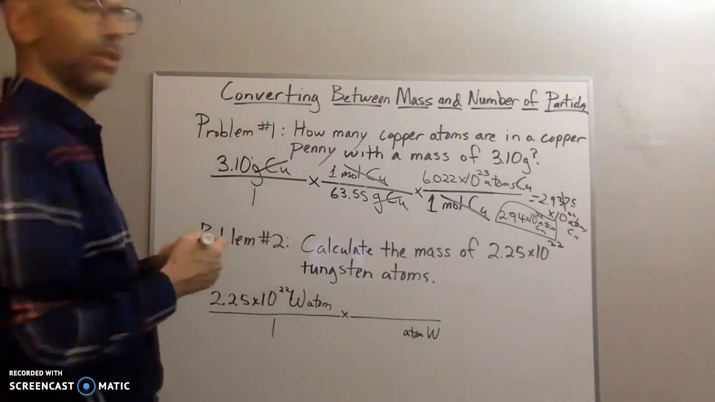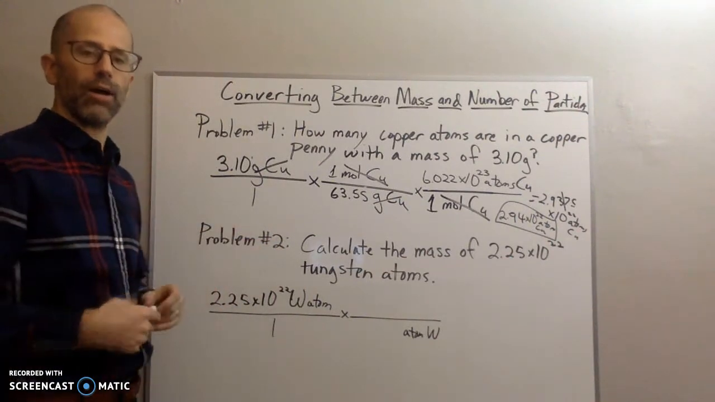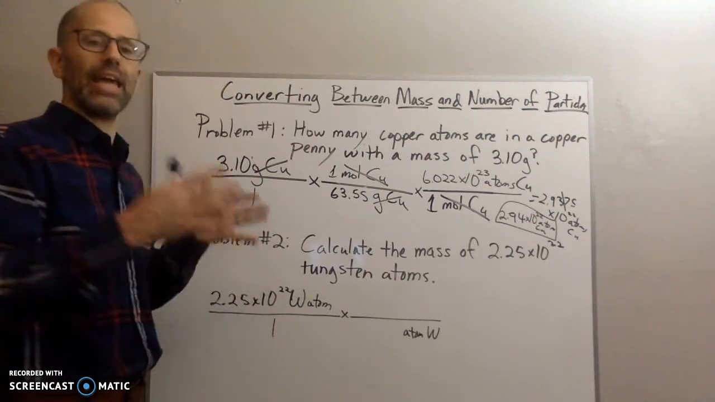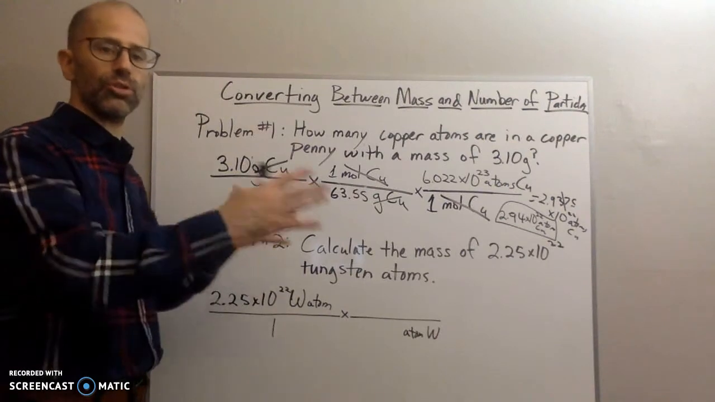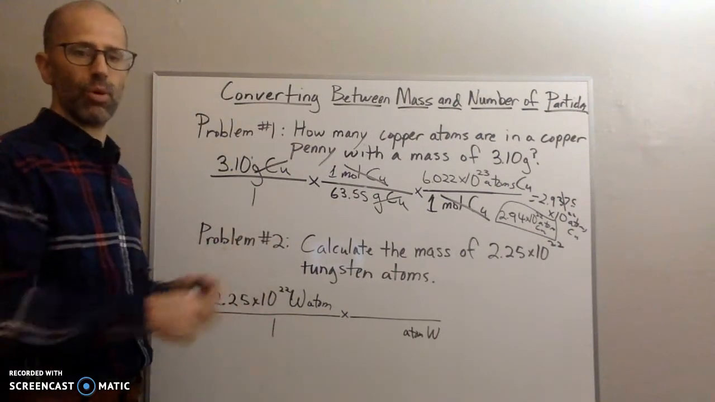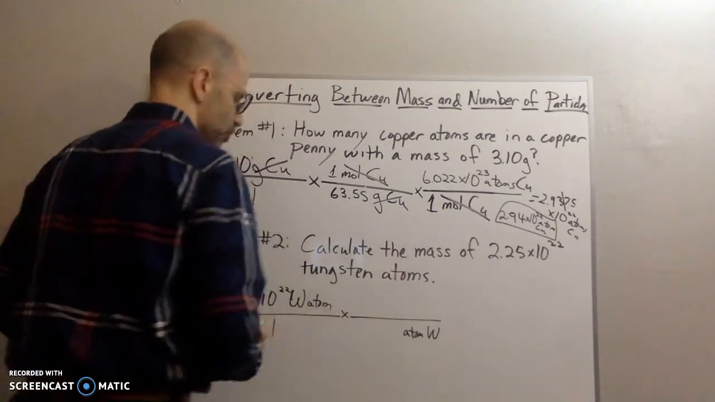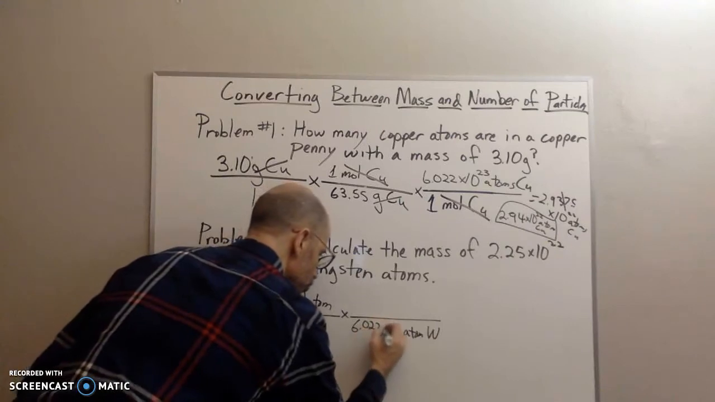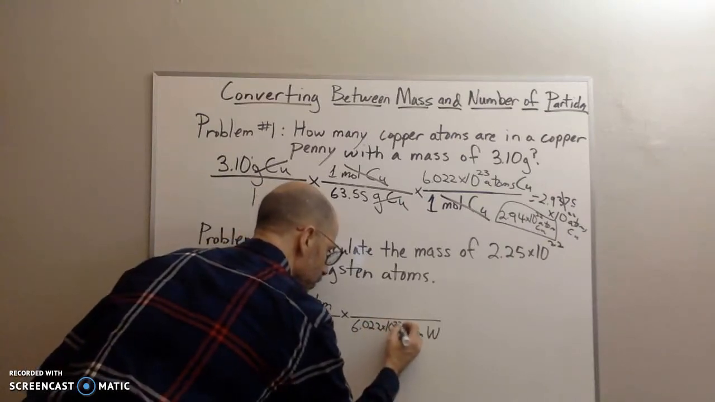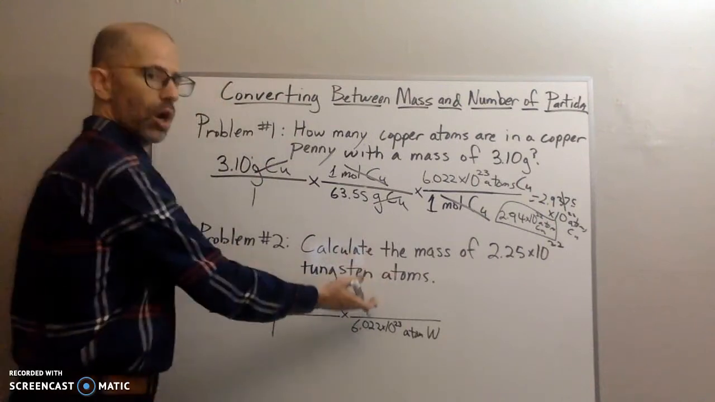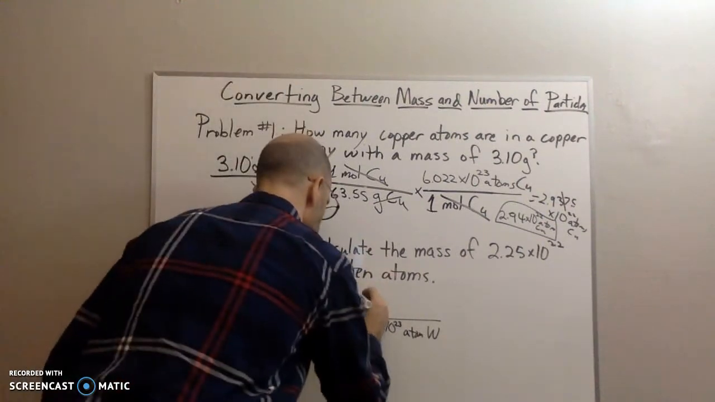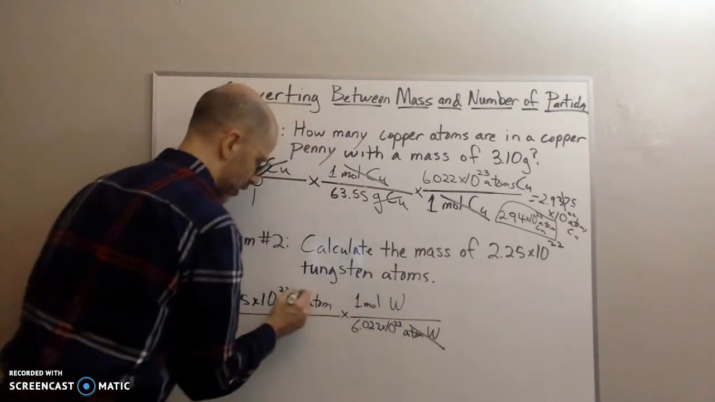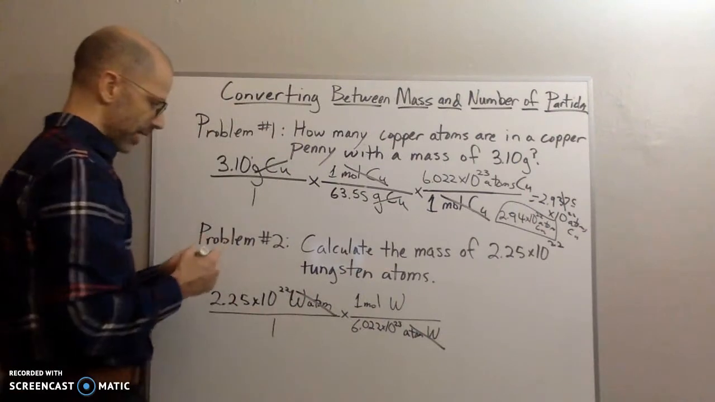And now I need to go from particles to something. Well, if I know Avogadro's number, I know that that's the number of particles in a mole. So I can convert from particles, or atoms in this case, to moles using Avogadro's number. So I'm going to put Avogadro's number on the bottom, 6.022 times 10 to the 23rd, and then 1 mole of tungsten on top. So atoms of tungsten cancel out.